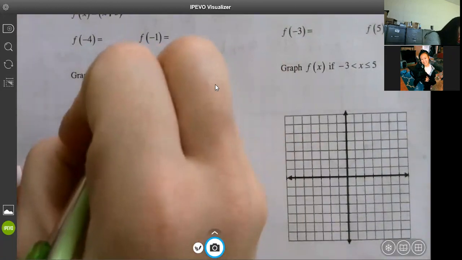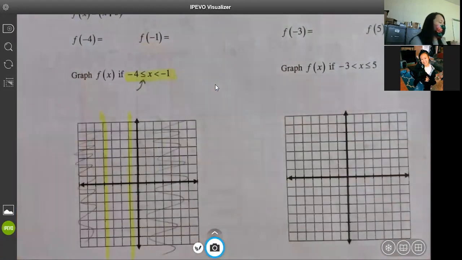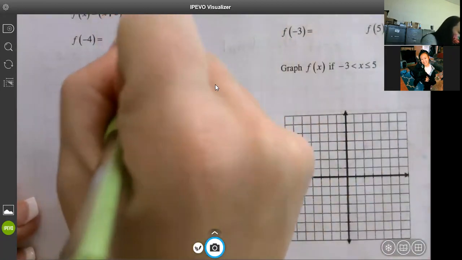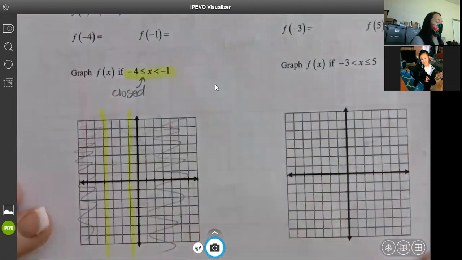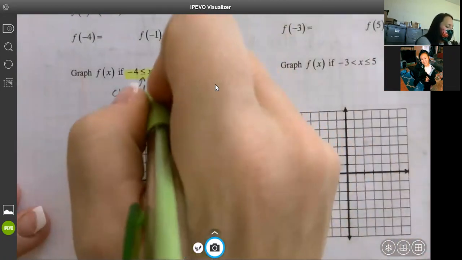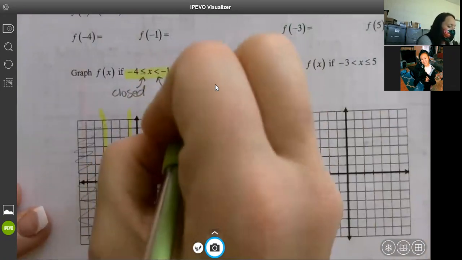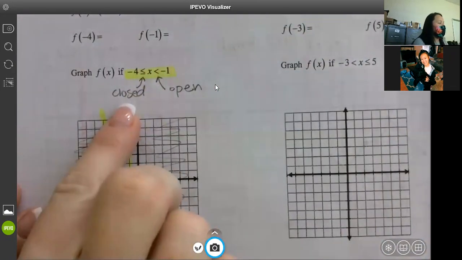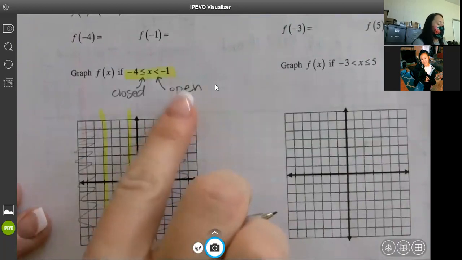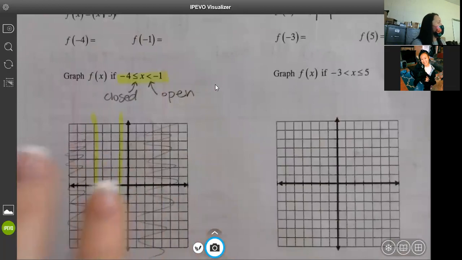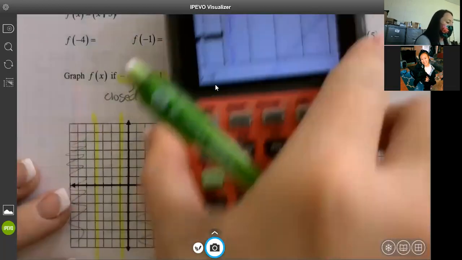What does this inequality tell you? It's closed. What does this inequality tell you? Open. So this says on the -4 boundary, we're going to close the point. On the -1, we're going to keep it open. Okay. They ask you to plug them in. I'm not going to ask you to plug them in. Here's what I'm going to ask you to do.